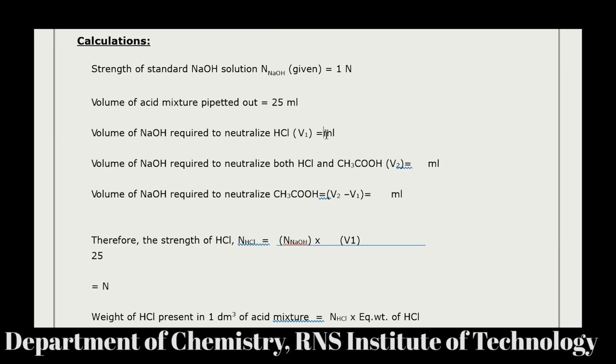And V1 is the volume of NaOH required to neutralize the HCl. When I plotted the graph, I got around 5.5. The volume of NaOH required to neutralize both HCl and acetic acid, when I plotted the graph, I got around 10.5. That is V2. So the volume of NaOH required to neutralize acetic acid will be equal to V2 minus V1. So V2 minus V1, that is 10.5 minus 5.5, I got 5 ml.